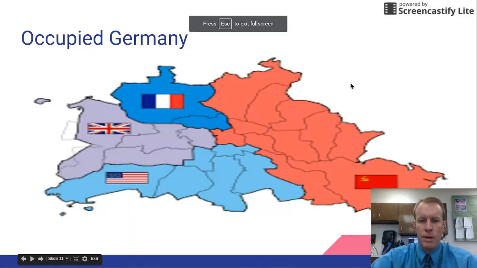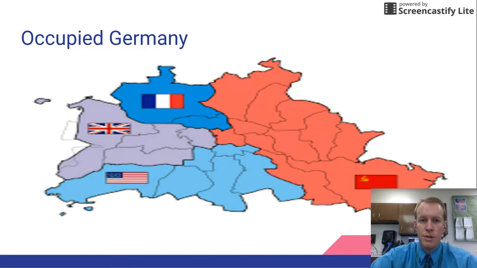We're going to start with a picture of what occupied Germany looked like. You can see the 4 sections of Germany. The Soviets controlled the eastern section, the French the northern, the British the northwestern, and the United States the southwestern. You can pause this and look at it if you'd like to.